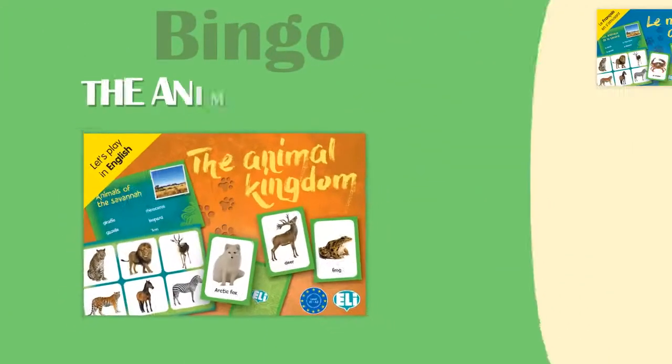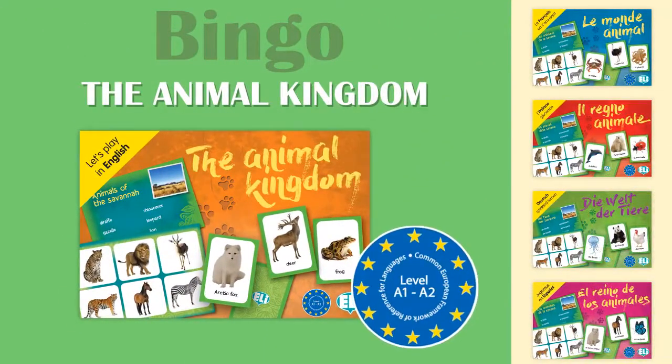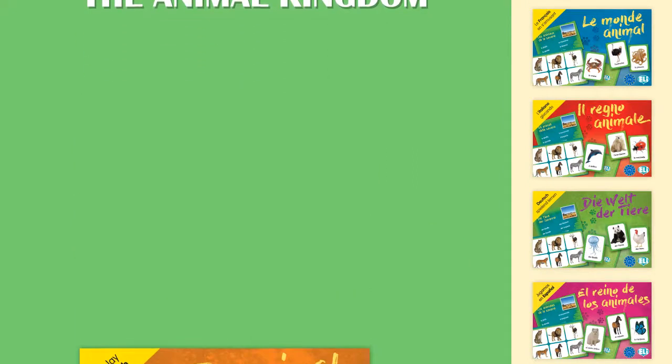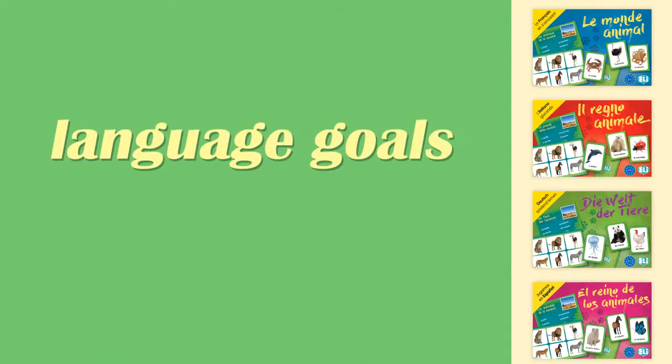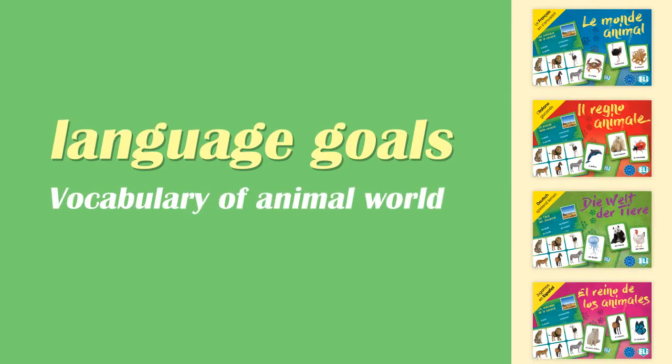Bingo! The Animal Kingdom, A1 to A2 level. This is a CLIL game about animals and their environment. The language goals are learning and practice of vocabulary and language structures related to animals.